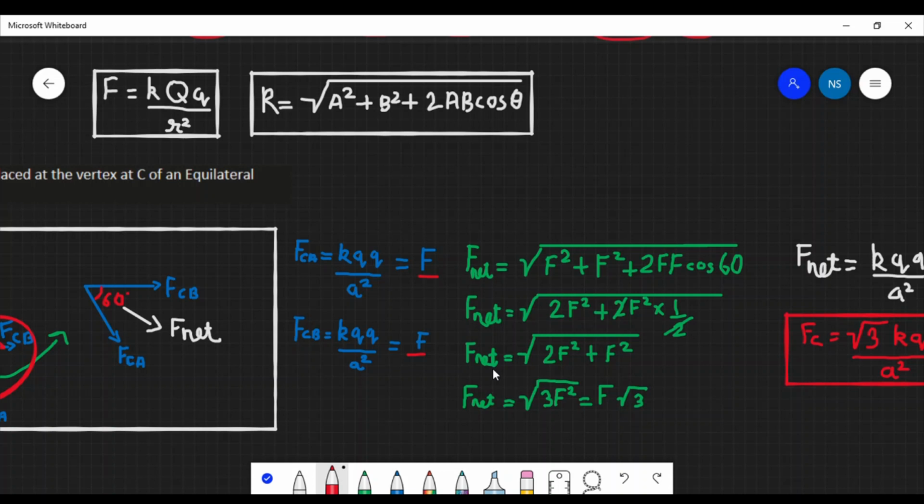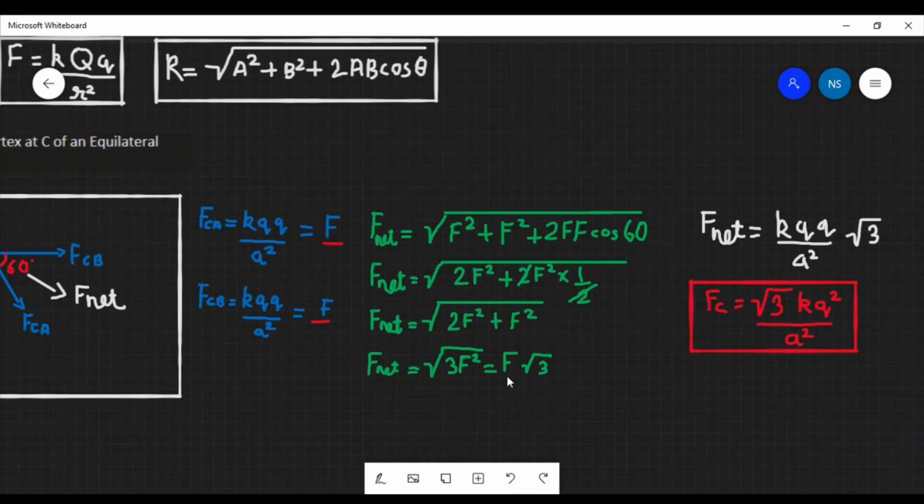So force net is equal to under root of 2F square plus F square, and we get force net is equal to 3F square. Since F square is common, we can take it out as F, and we get force net is equal to F under root 3.